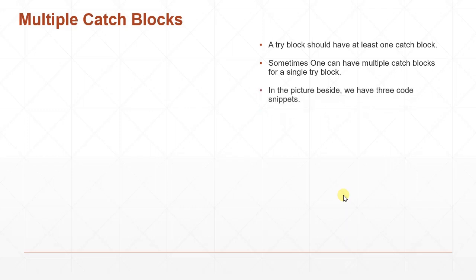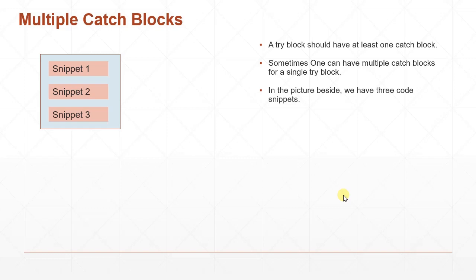So in the picture beside we have 3 code snippets: snippet 1, snippet 2 and snippet 3. Let us assume that these code snippets are logically grouped. That means each snippet will do some task. Let us also assume code snippet 2 depends on code snippet 1 and code snippet 3 depends on code snippet 2. So we kept it in a single try block.